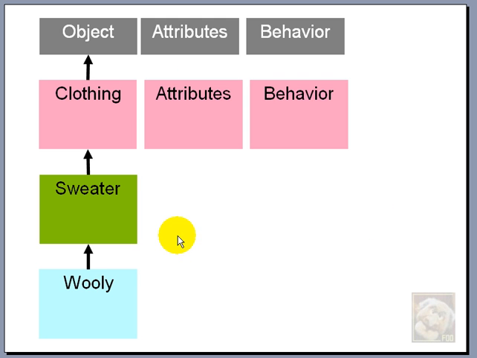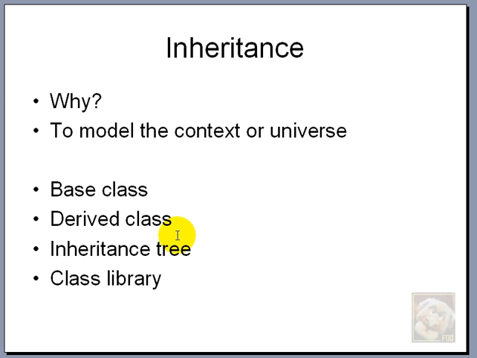So we have defined base class, derived class, inheritance tree, and this job that I just showed you is the job of modeling the context or universe in which all the objects in this program live or reside. In the next video I'll show you how to implement this using class libraries inside C#. But for now, that's it.